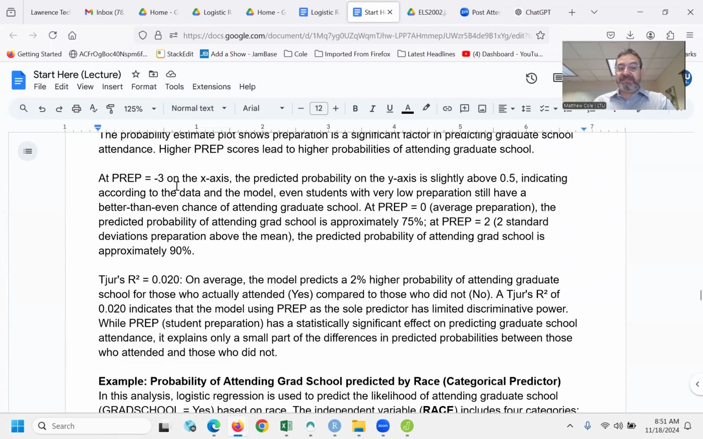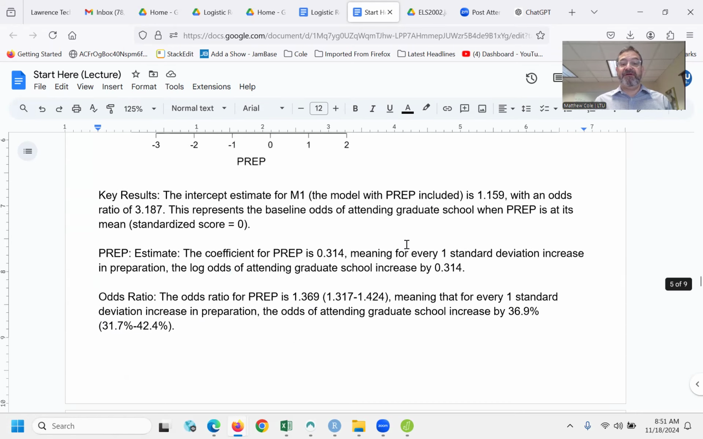At prep, when it's -3 on the axis, that's what I talked about, that is slightly above 50%, indicating according to the data in the model, even students with very low preparation still have a better than even chance of attending grad school. At prep equals 0, which is average preparation, the predicted probability of attending grad school is approximately 75%.